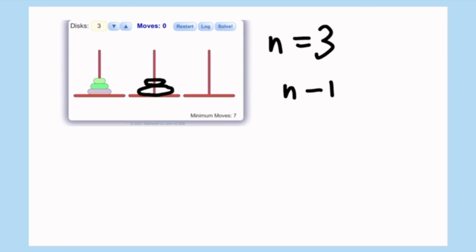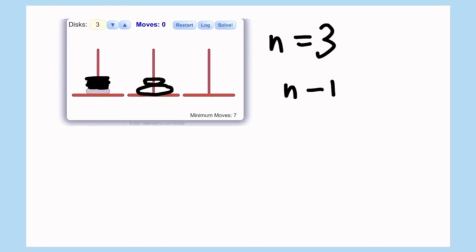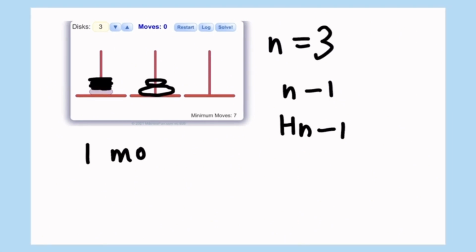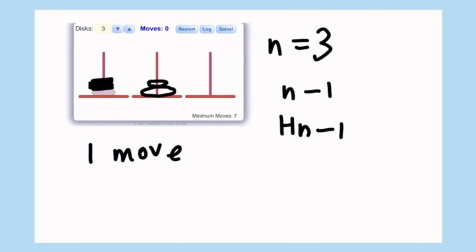So on the first rod, the two discs are no longer there. So the formula to move the upper disc to the second rod is h(n-1). One move will be used for the largest disc, which is this one, to be placed on the third rod. So on the first rod, there will be no disc, and the largest disc will be on the third rod.